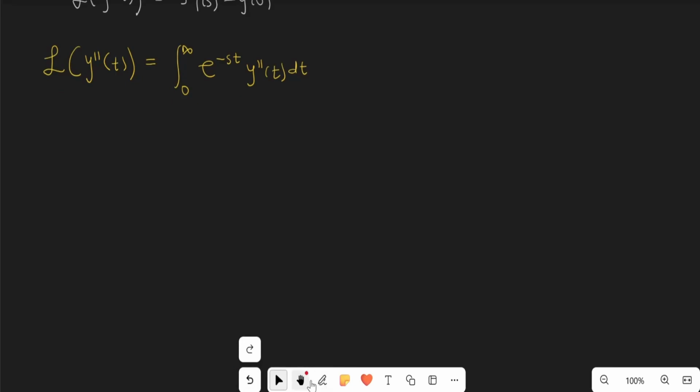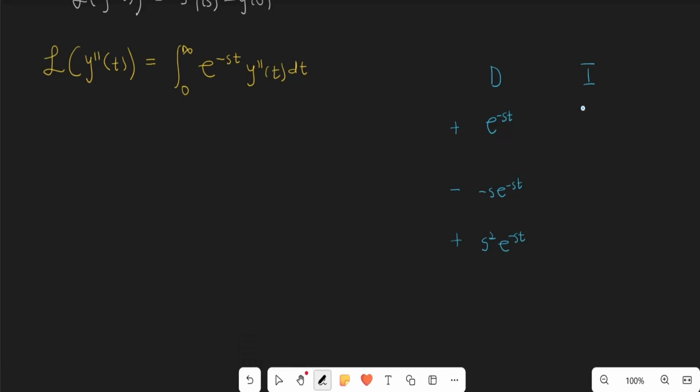We have to do this one twice. So let me switch colors again, and now we look at integration by parts, the tabular method. So D is for differentiation and I is for integration. I am going to differentiate e to the negative st. So this is plus, the next one is negative, and the next one is plus, continuing like this. Differentiating e to the negative st with respect to t gives negative s e to the negative st. Differentiating again with respect to t gives positive s squared e to the negative st.